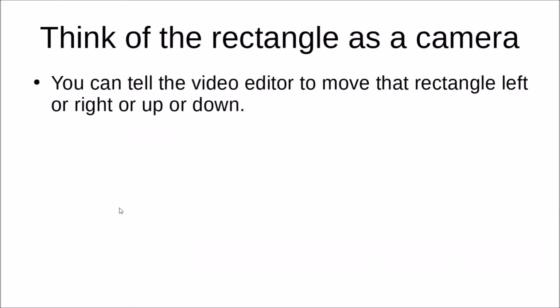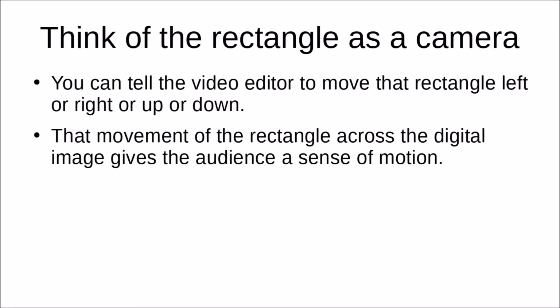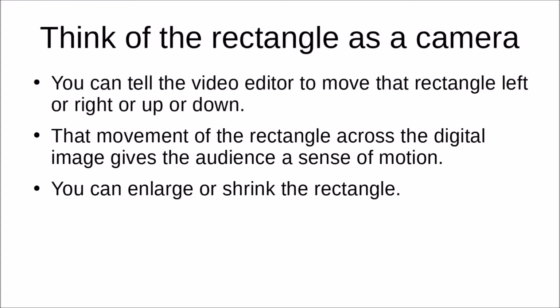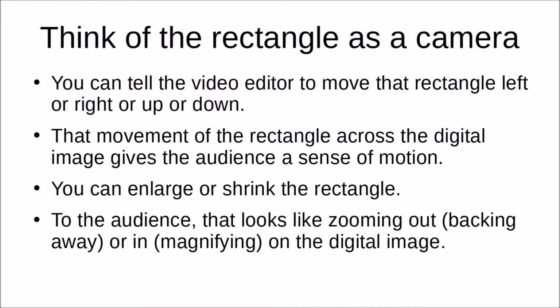So you can think of that rectangle as a camera looking within your scene. You can tell the video editor to move that rectangle left or right or up or down, which is what I did for those photos that I showed you in that sample video. The movement of the rectangle across the digital image gives the audience a sense of motion. You can enlarge or shrink the rectangle, the way I just demonstrated for the pre-meeting slideshow. And to the audience, that looks like zooming out, which means backing away, or in, magnifying the digital image.